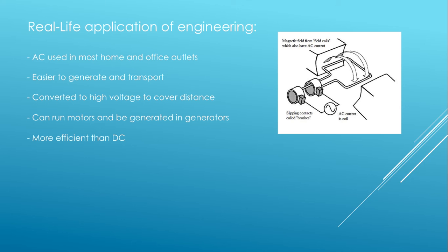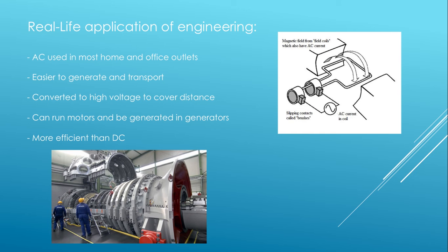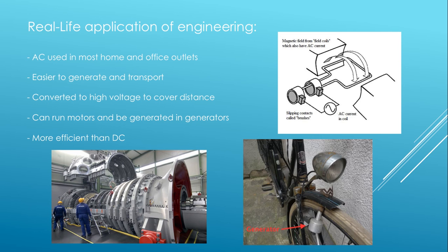throughout the world. AC generators can be found anywhere, from the colossal power stations that power entire cities, to a bicycle-mounted generator that uses the wheel's kinetic energy to power a small light bulb.